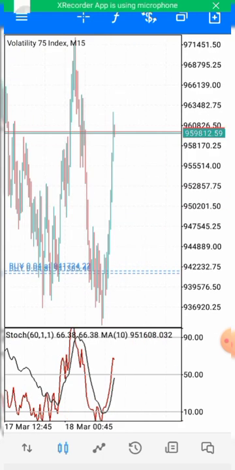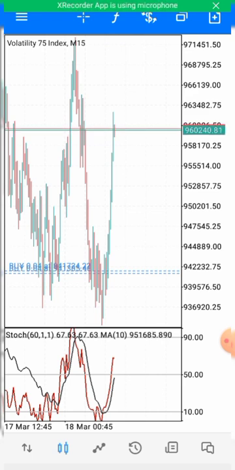So, straight into it now. The first thing you do when you are trying to take a trade is go to your higher time frame to know the direction of the market. After you've done that, you can see the market is in an uptrend or a downtrend, as the case may be.